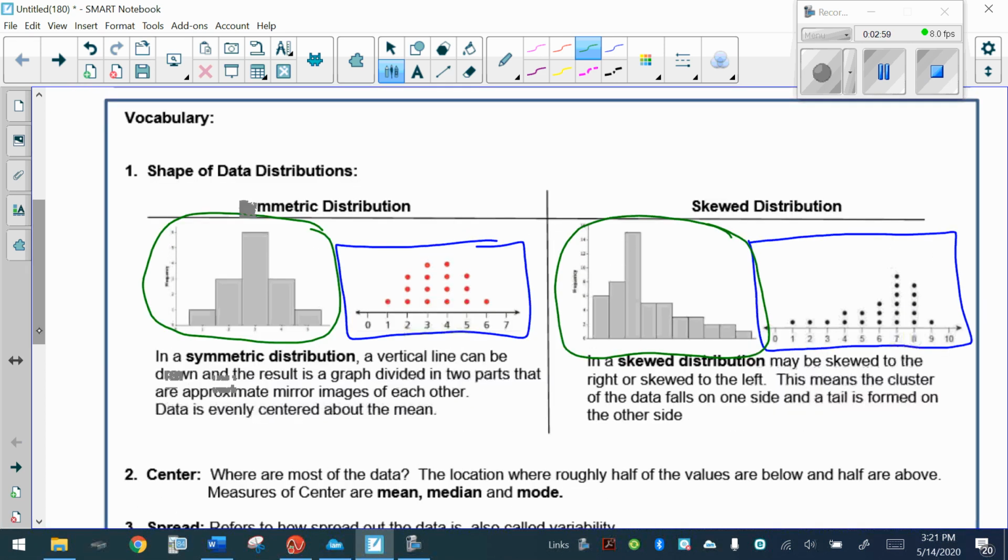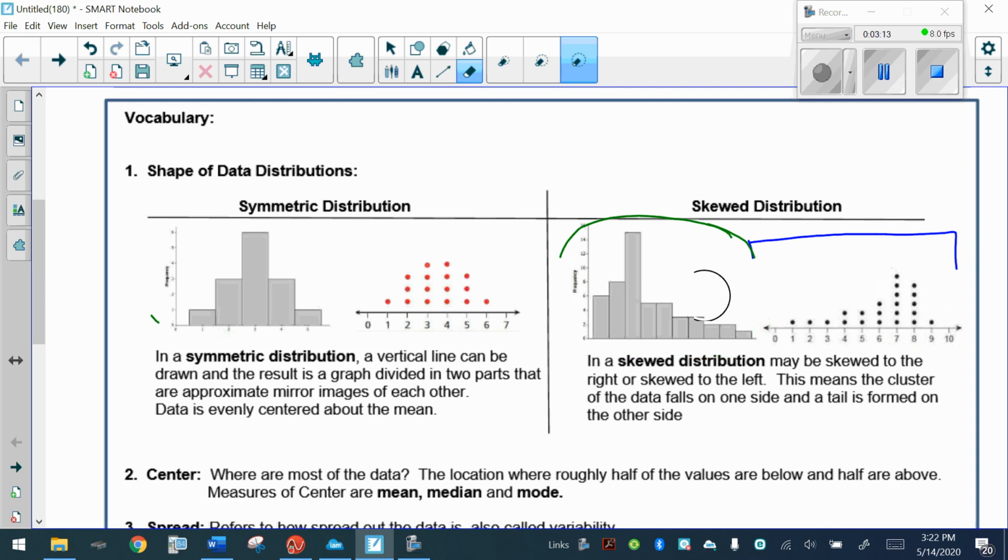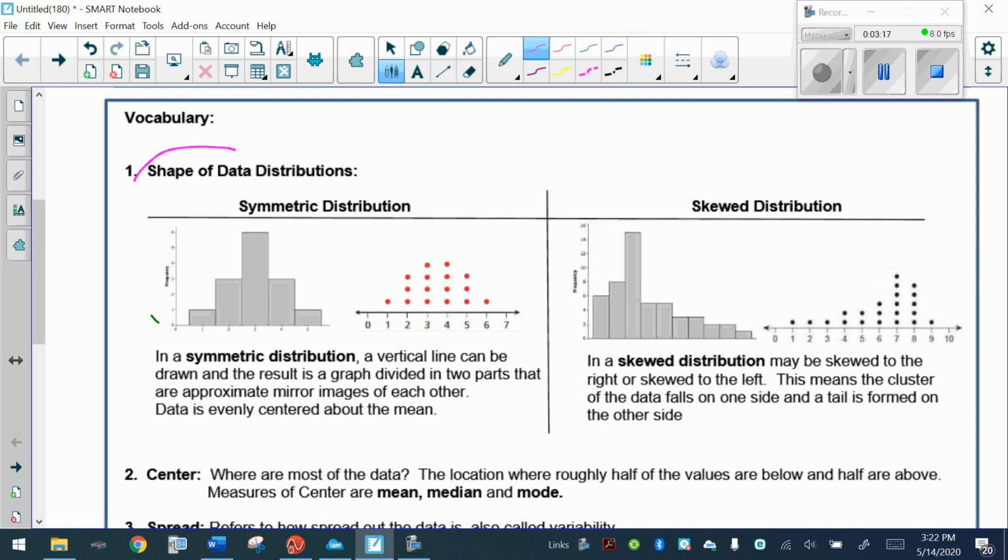The things that we want to make sure that we can interpret from these types of graphs are listed here in this box called vocabulary. The first thing that's going to be really important for us to understand and interpret is what's called the shape of the data distribution. There are lots of different types of shapes that the data can take, but we're going to mainly focus on two types. The first type is a symmetric distribution.